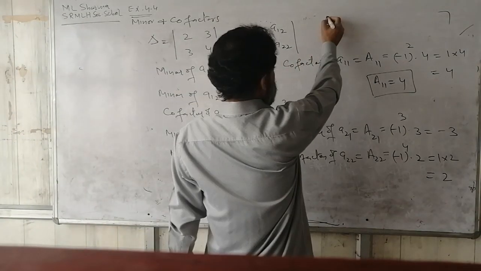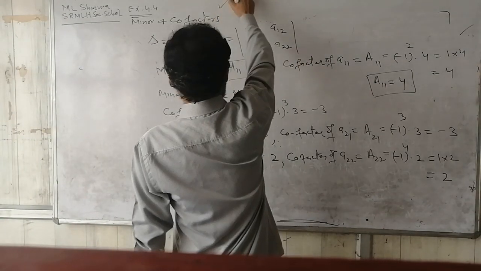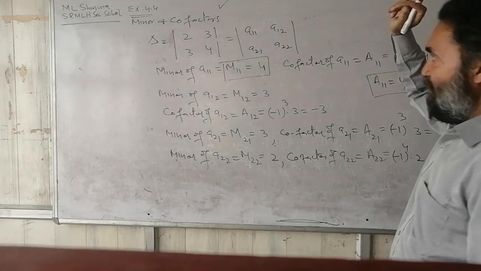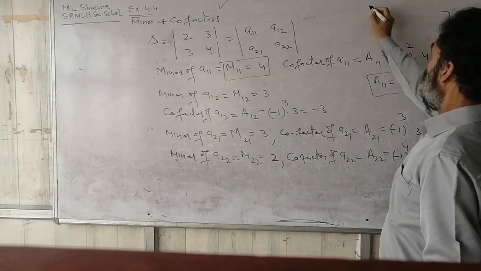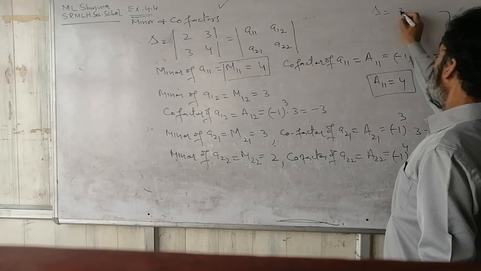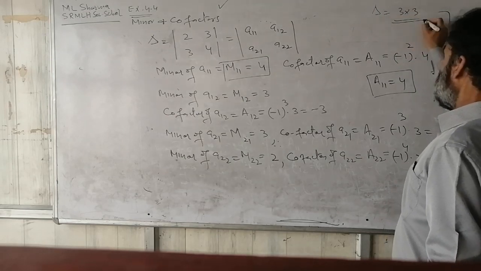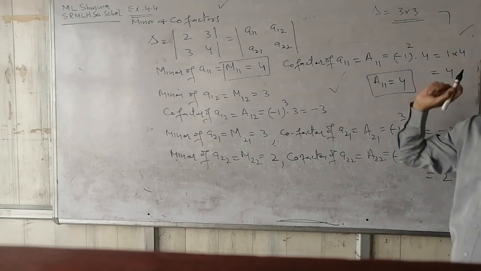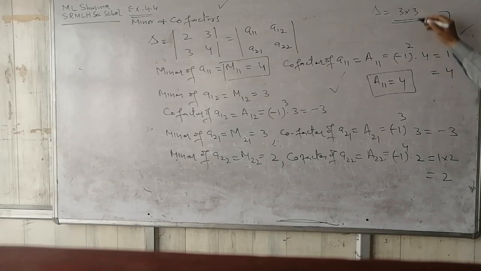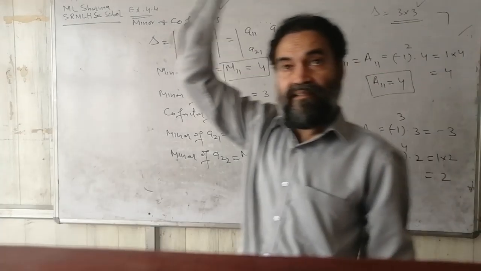So tomorrow I will show how we can find the minor and cofactor of a determinant of 3 by 3 order. So for today it is 2 by 2 order, and tomorrow I will show this. Till then, okay.